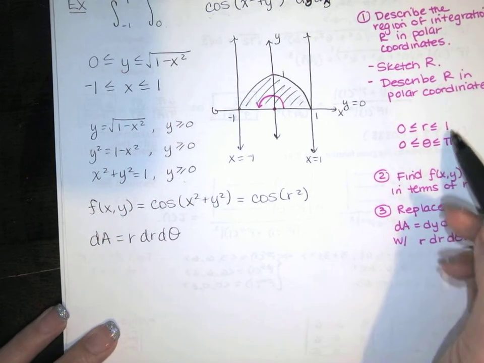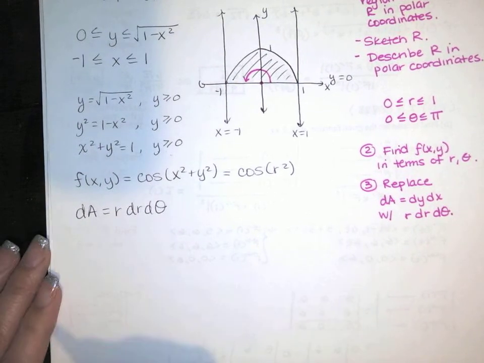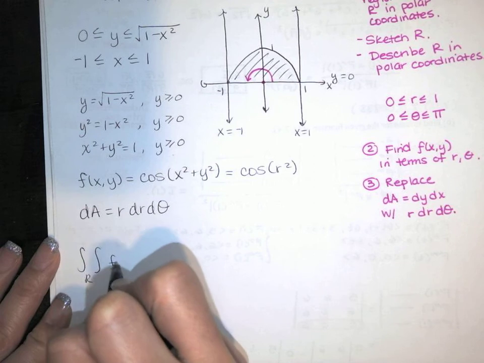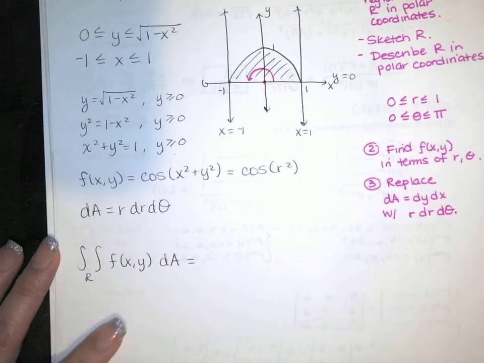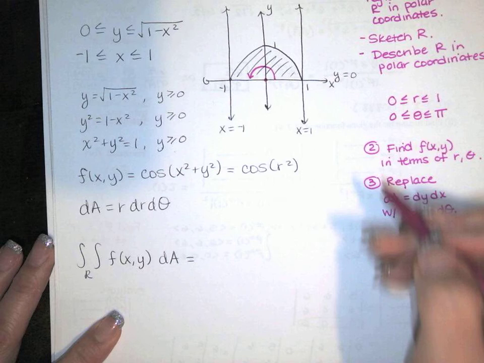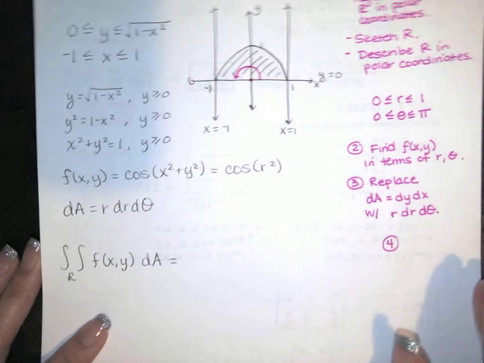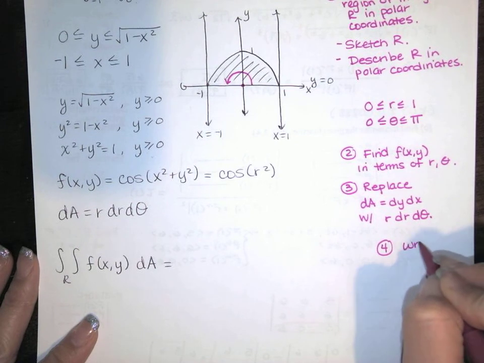And it doesn't really matter because the bounds for r and theta are both constant. So we can integrate with respect to whichever one we want first. So we've got the double integral over R of f of x, y, dA can be written this way. So after we've set everything up, we've come up with everything that we need to write the integral in terms of r and theta, then we actually do it.